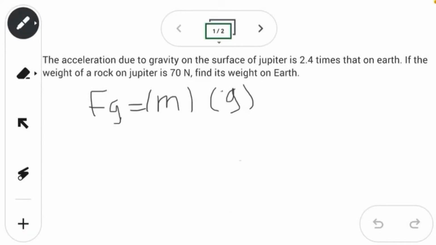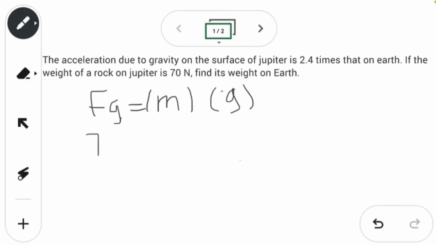The acceleration due to gravity on the surface of Jupiter is 2.4 times that on Earth. If the weight of a rock on Jupiter is 70 Newton, find its weight on Earth. So first you will put the equation Fg equals mass times gravity, and you will be finding the mass because it is the same in all locations.